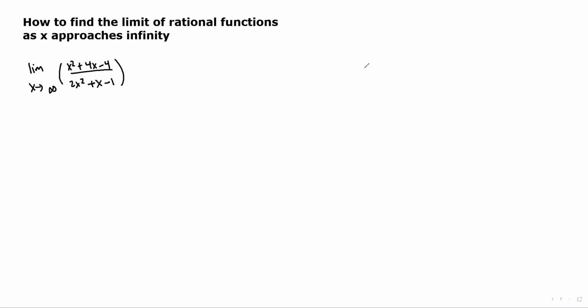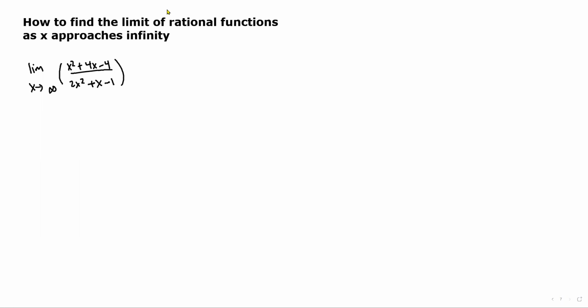In this video, I'm going to show you how to find the limit of rational functions as x approaches infinity. Here we have the limit of (x squared plus 4x minus 4) over (2x squared plus x minus 1) as x approaches infinity. So how do we do this? Well, first we need to plug in our value for x. So in this case, they want us to use infinity for x.